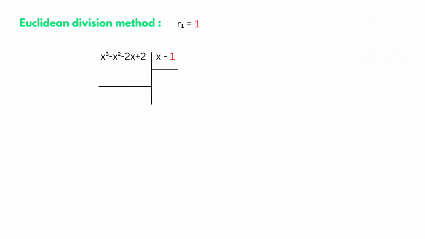First, we divide the first term of the polynomial, x cubed, by the first term of the divisor, x, and we get x squared. Next, we multiply x squared by the divisor, and we obtain x cubed minus x squared. Then we subtract x cubed minus x squared from the polynomial, and we get minus 2x plus 2. After that, we repeat the same steps with it.